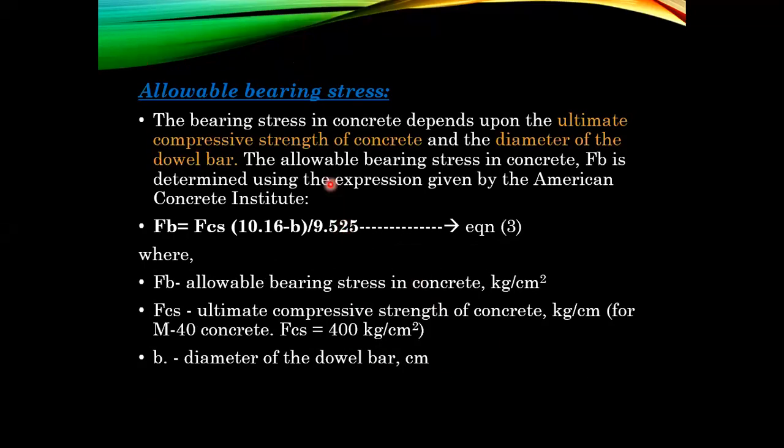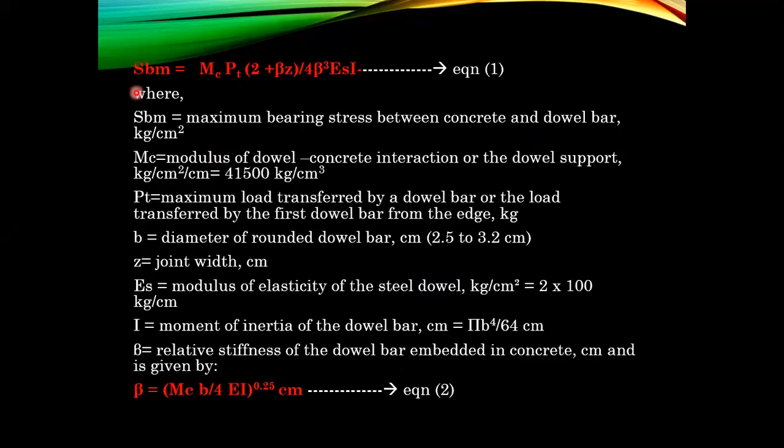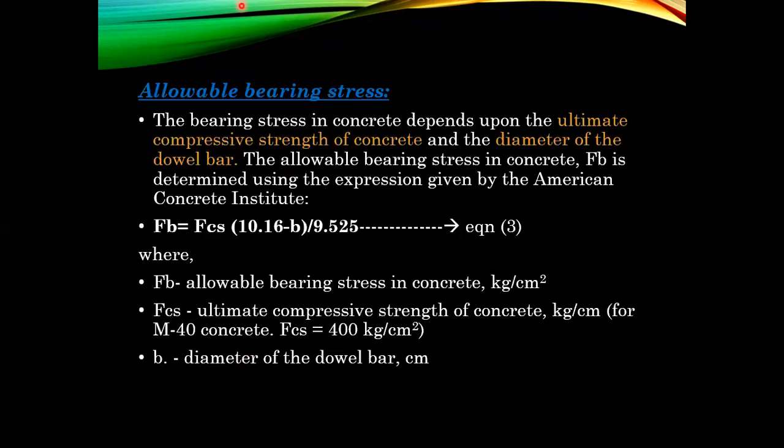Next, this is the third formula, the maximum bearing stress formula. SBM means maximum bearing stress. Beta means relative stiffness. FB means allowable bearing stress. Remember this formula. These are the three formulas, only three formulas are there for dowel bars. That is bearing stress in concrete, which will depend upon the ultimate bearing strength of the concrete and diameter of the dowel bar.